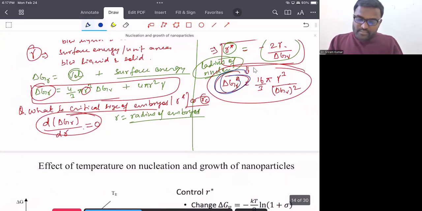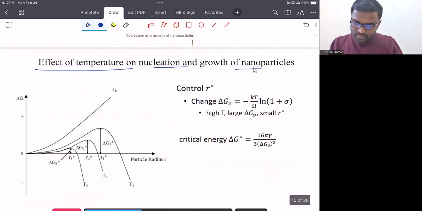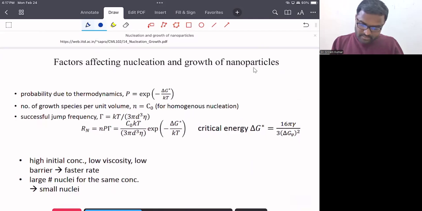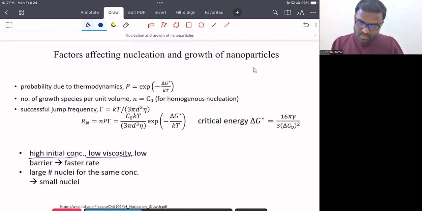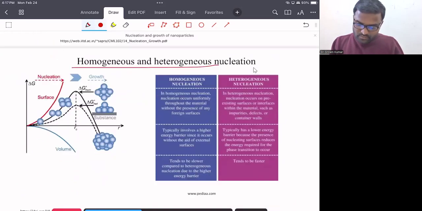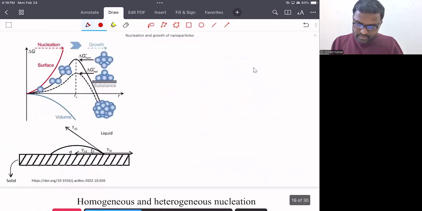Once we understand that energy barrier, then we can understand the different parameters. In tomorrow's class, we will understand the effects of temperature on the nucleation and the growth of these particles. Then we will understand other important factors, like the effect of viscosity, concentration, or the energy barrier on the process. We will further understand the difference between homogeneous and heterogeneous nucleation, and how we can explain the difference in this energy barrier in the next class.